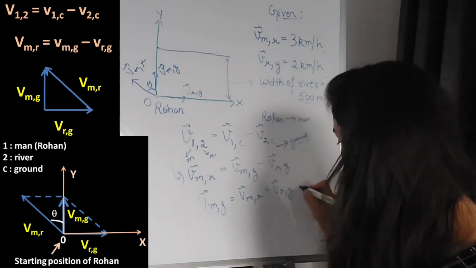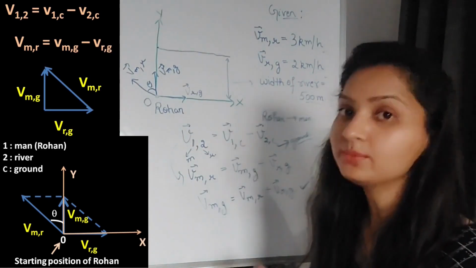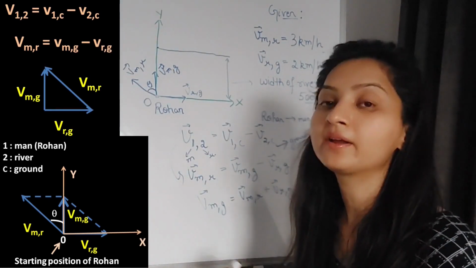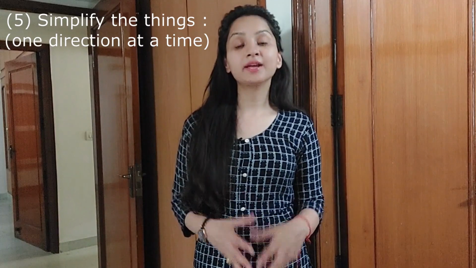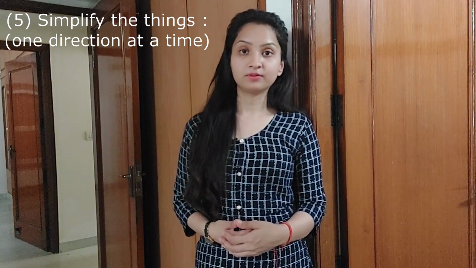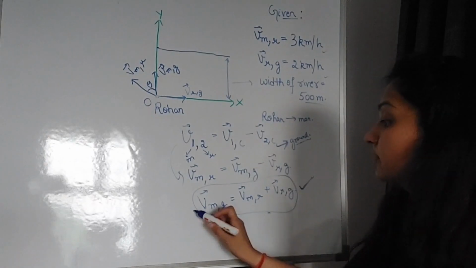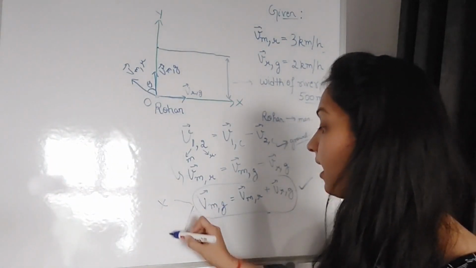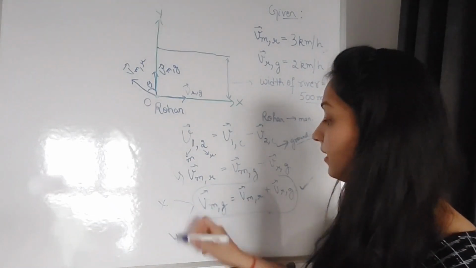So this is a vector. And vectors have direction, magnitude, and they add according to the triangle law of addition. The next step is that you cannot take two things at a time. You have to simplify the things. Take the components of the velocities in the x and the y directions. Now focus on this equation, and I have to take the components of this equation in x and y directions.